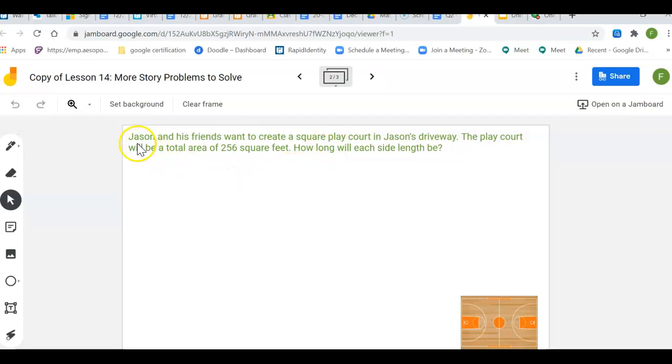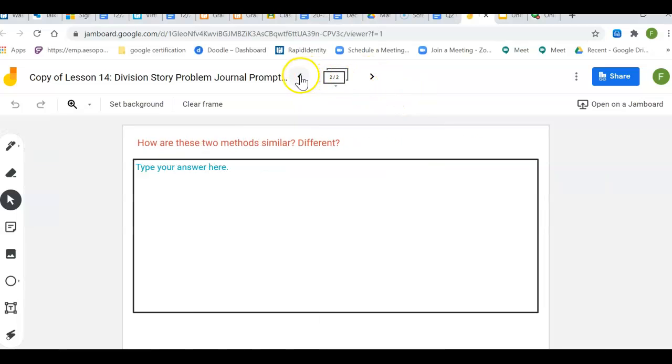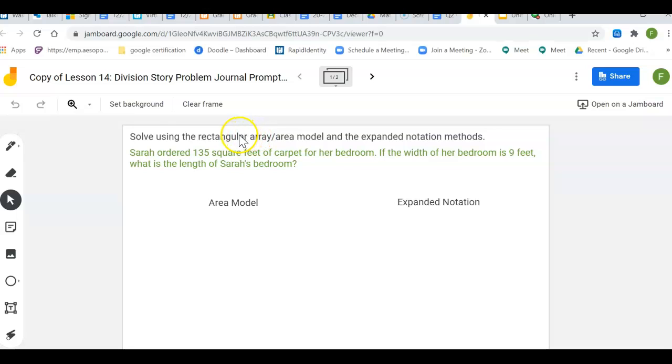And the second one, Jason and his friends want to create a square play court in Jason's driveway. The play court will be a total area of 256 square feet. How long will each side length be? There's just a couple of problems on that Jamboard, guys. And lastly, independent work, you've got one more Jamboard. This has also been assigned to you. Division story problem journal prompt. And this is the first one here, and there's 2 on there. Okay, so it's basically a total of 4 in the last 2 Jamboards.